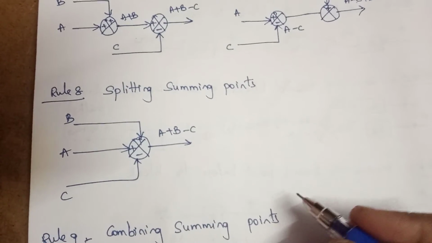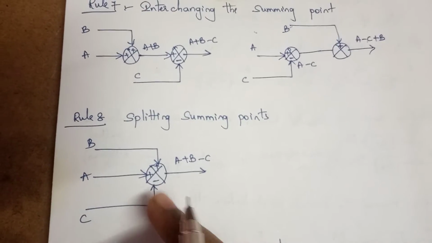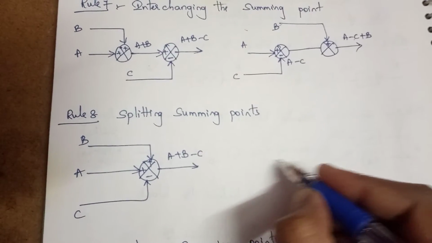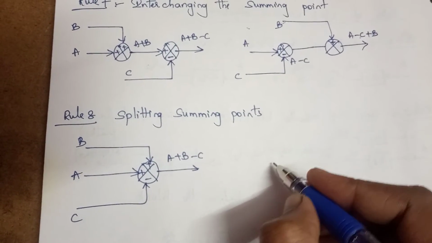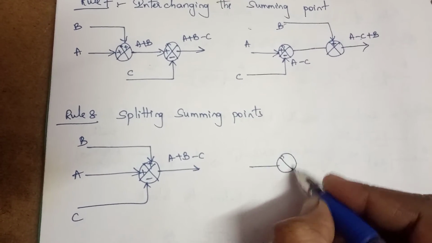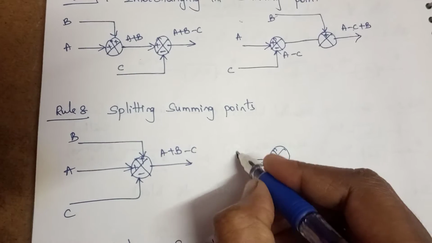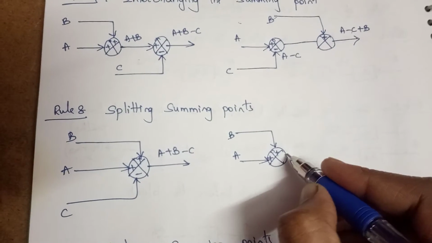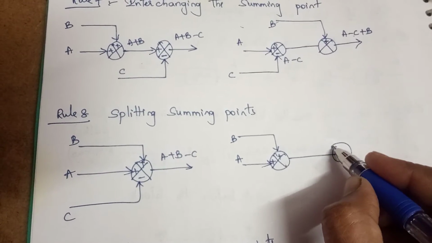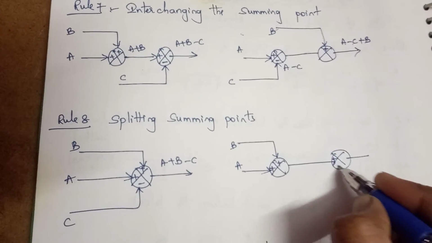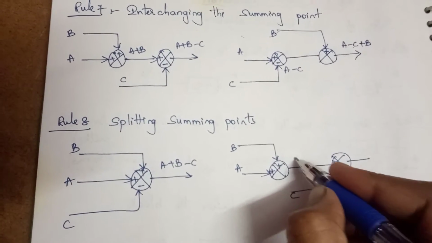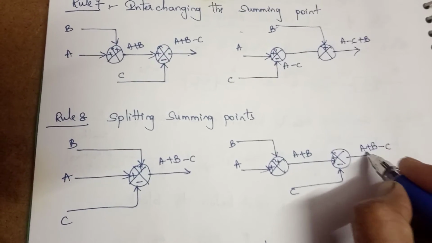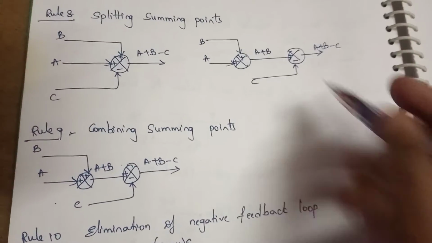Next one, splitting the summing point. In this way we can split this one. Splitting the summing points. Input A positive, and this is another signal, and here this is C. So A plus B minus C is the output. This way we can split.